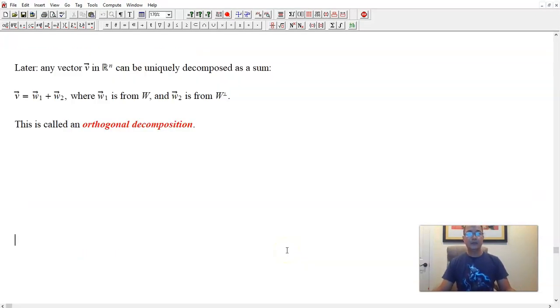There's a little more to this story than meets the eye. What we're going to find out later is that any vector in Rn can be uniquely decomposed as a vector sum. So if you have V, you can write it as W1 plus W2, where W1 is from your subspace and W2 is from its orthogonal complement. We call this the orthogonal decomposition of V. This is another good reason why they're called complements of each other, because they complete Rn. Any vector V in Rn can be written as just a vector from W plus a vector from W perp.